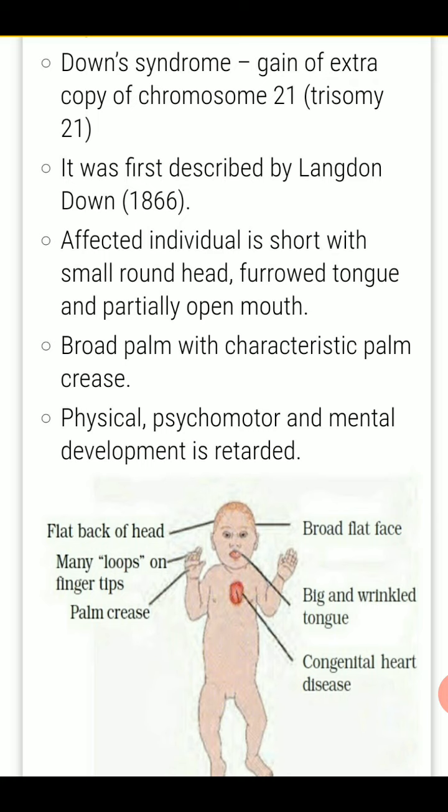And in this disease, you can see this picture. The affected individual is short with a round head, furrowed tongue, and partially open mouth. That you can see in this diagram. Palms are broad. Physical, psychomotor, and mental development is retarded. So the person is not able to walk properly.